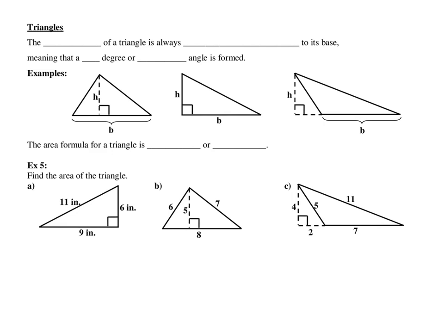Triangles. The height of a triangle is always, keyword, perpendicular to its base. Meaning a right angle is formed. That's perpendicular here. Perpendicular. Right angle is formed. Meaning that a 90-degree or right angle is formed. 90-degree and right angle are the same thing.